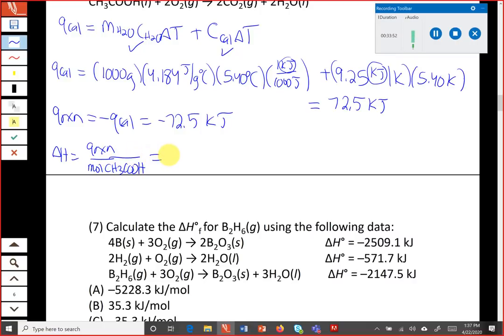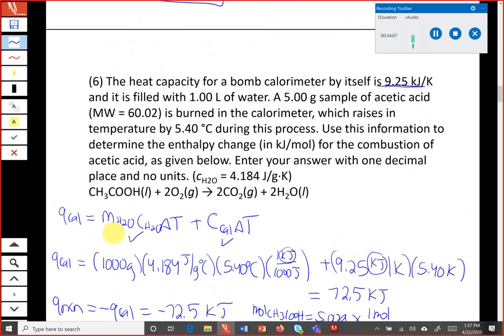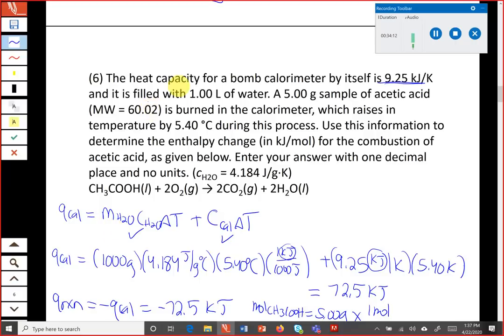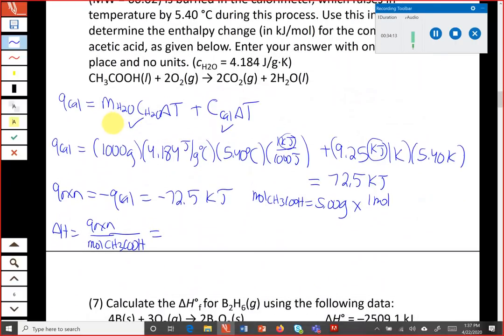All right, and so to get moles of acetic acid, we have 5 grams and then 1 mole of acetic acid. I don't know if I gave that to you here or not. I did. So the molecular weight is 60.02. So we're going to use that to convert grams to moles. So it's 0.0833 moles.